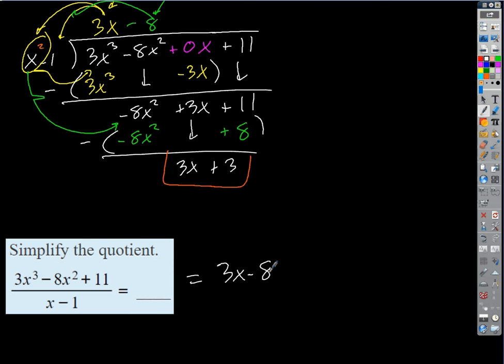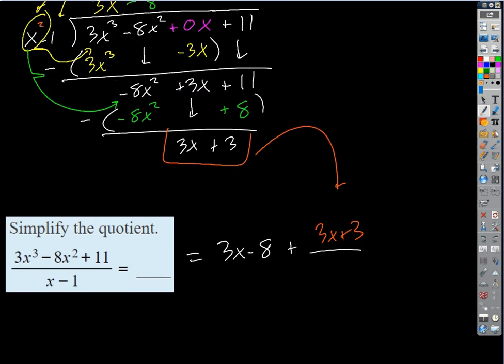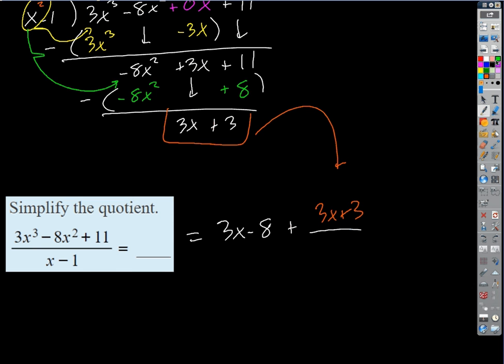Is it 3x squared? Or no, never mind. I think it's just an arrow. So 3x minus 8 plus my remainder, 3x plus 3, divided by x squared. Yeah, that's supposed to be squared, isn't it? There's my answer. Okay? Make sense?